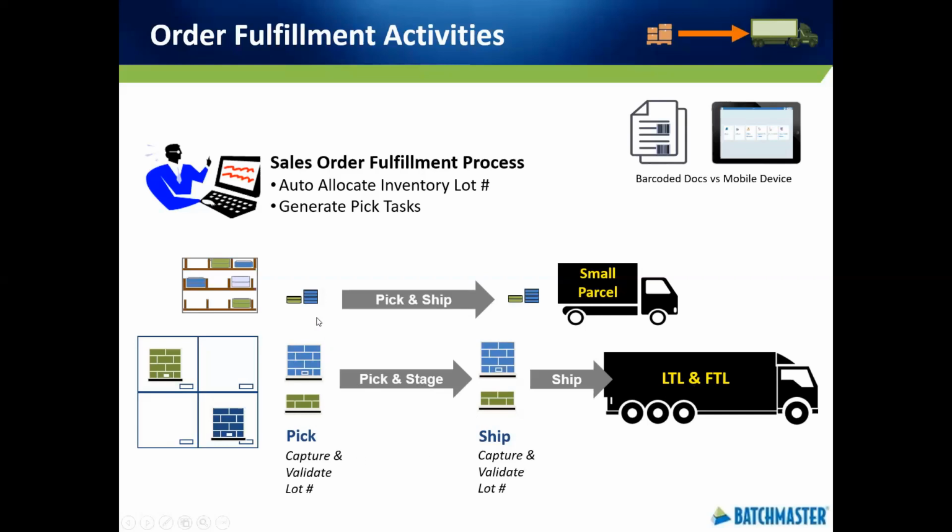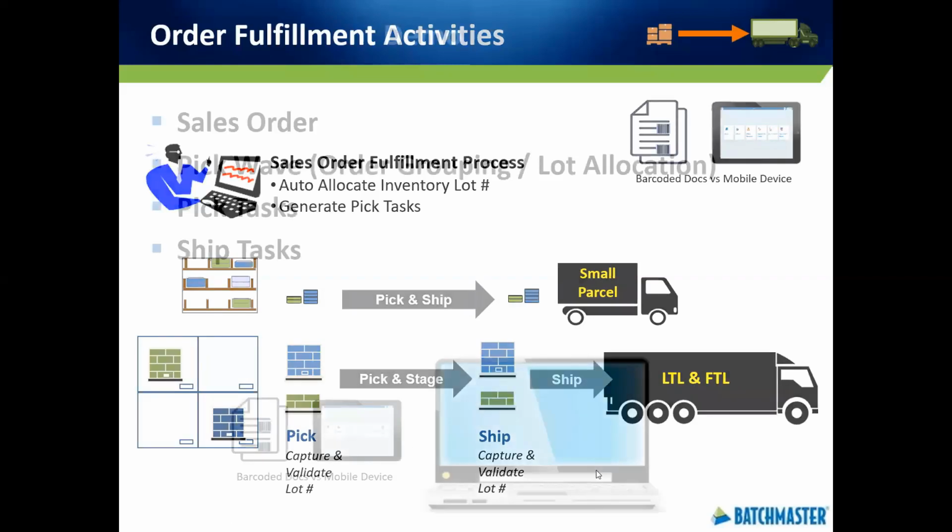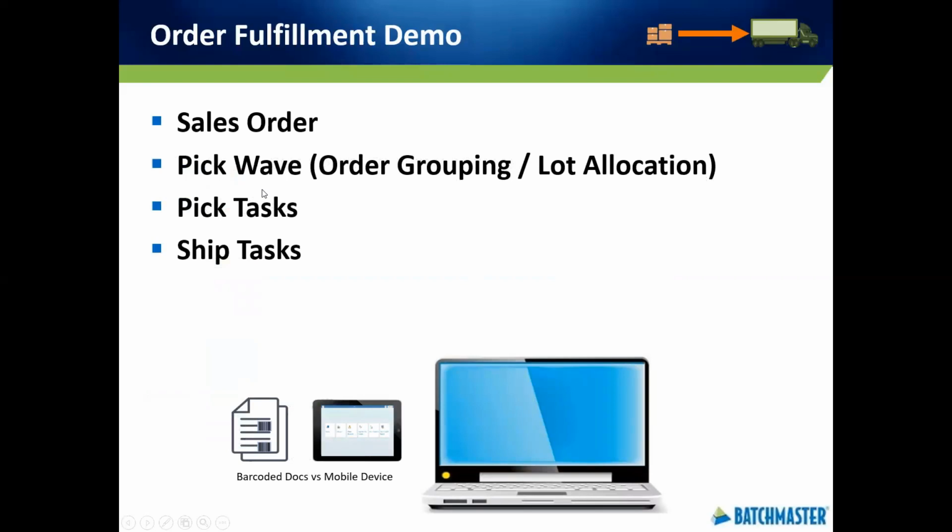Of course, in all these particular tasks, whether we use barcoded documents or the smart tablet, the picking process and the shipping process will capture and validate the lot numbers. So Caleb's going to show us again the sales order and what a pick wave might look like, and that's a group of sales orders, the lot allocation against that, the generation of the pick tasks, executing the pick tasks, as well as executing the ship tasks. All right, over to you again, Caleb.